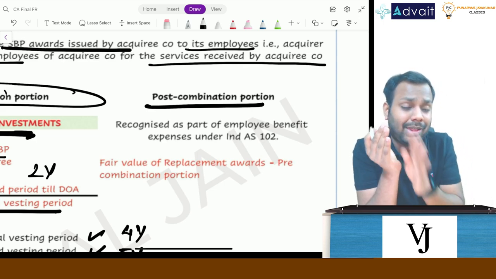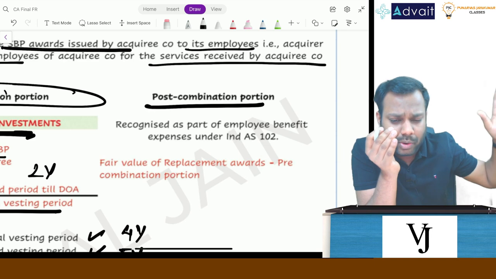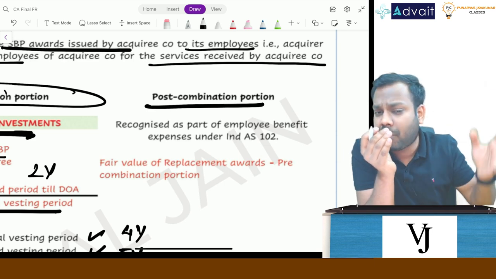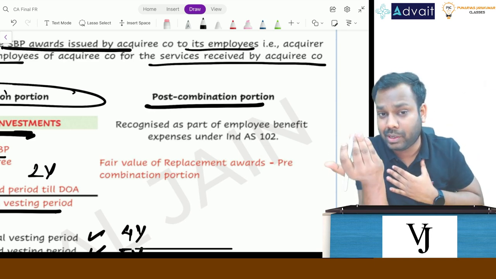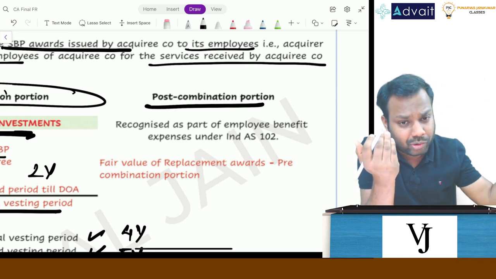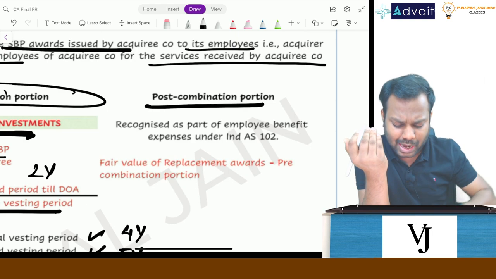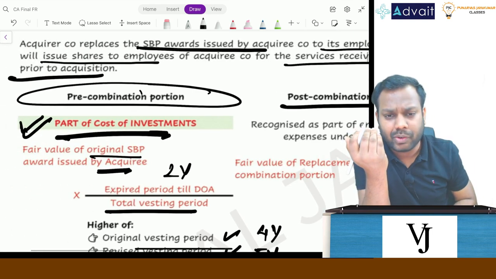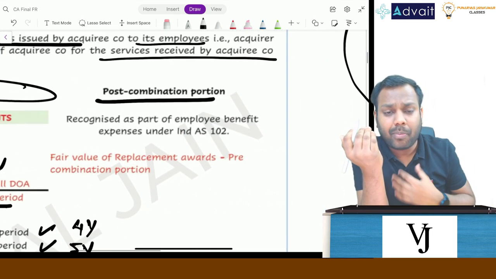I don't want to know anything about what was done by Zomato. I am not interested in knowing what was done by Zomato. I am interested in what is my policy. Tata is interested in the policy of Tata rather than what Zomato has done in the past. Whatever Zomato has done in the past, I have adjusted in the cost of investments. Now, what is my policy?